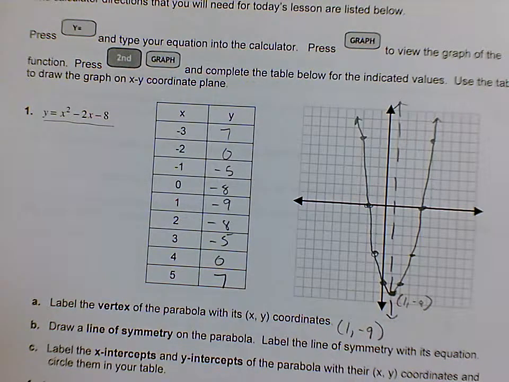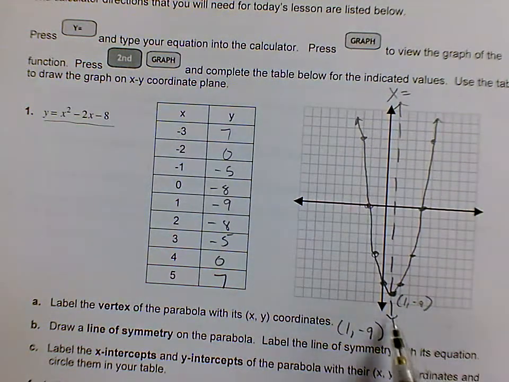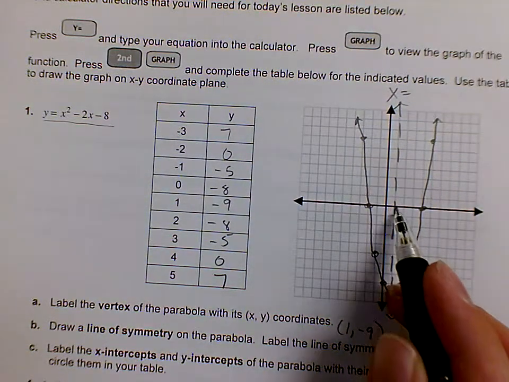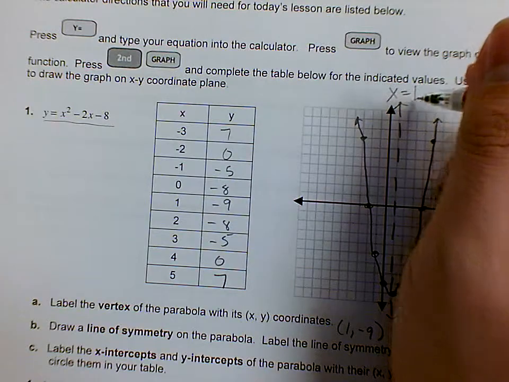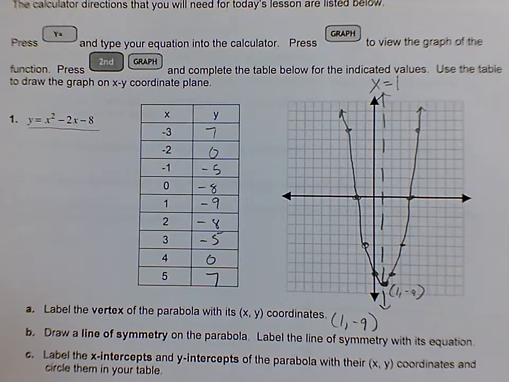We do want to label its equation. The equation is always going to be x equals, and it's going to be where it passes through. So x equals 1. So there is my line of symmetry with its equation.